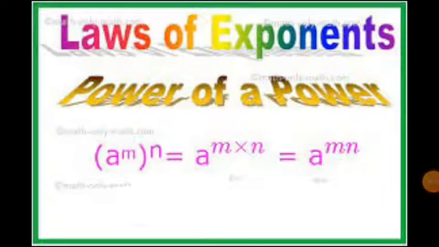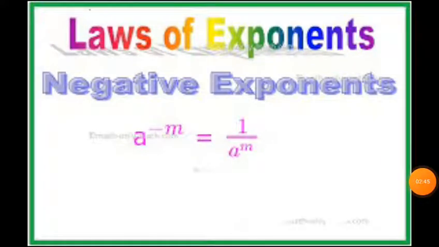Next one is a power m whole power n. Here, we can multiply both the powers. a power m whole power n is equal to a power m into n, that is a power mn. So it is one power over another power. This is very, very important. We use this in many places.